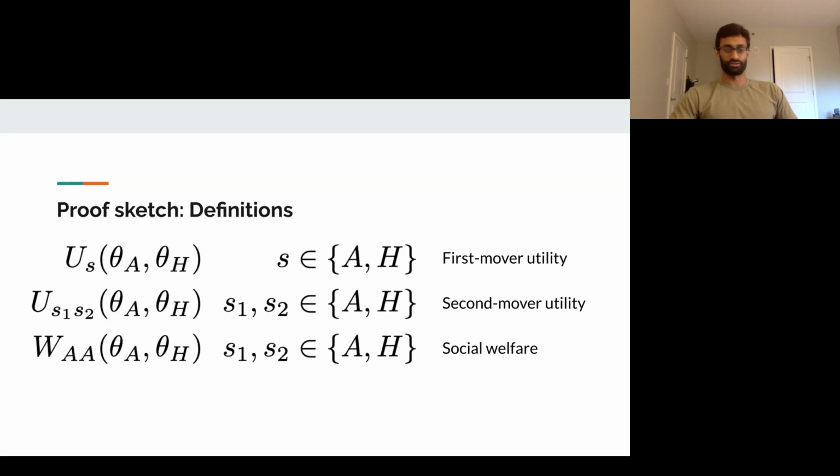Oh, there's a typo here. This W should be S1, S2 as well. But I'm going to use W to denote social welfare, which says, for these two strategies that the two players are playing, what is the expected social welfare?